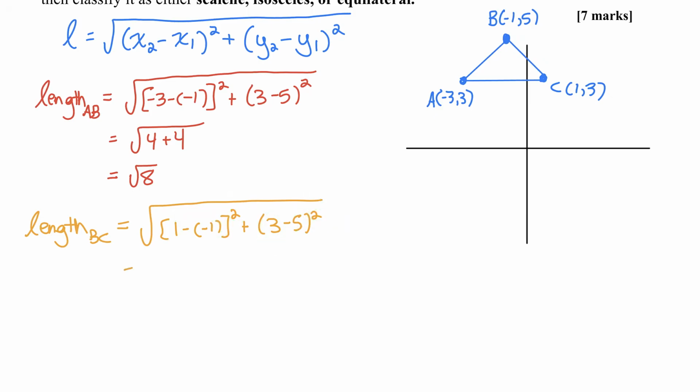That's just 4 plus 4, which is 8 again. So the length of side BC is also root 8. Let's do the third and final side, side AC.